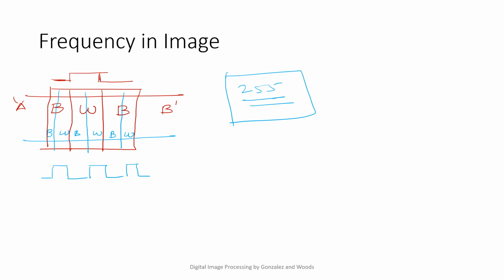So what will be the frequency? Frequency will be 0. Why? Because there is no variation in the image. It has a constant value. Okay, so the frequency is 0.